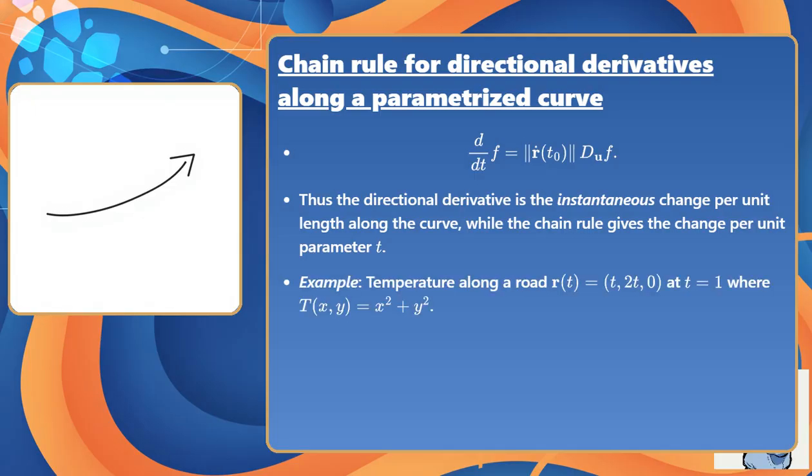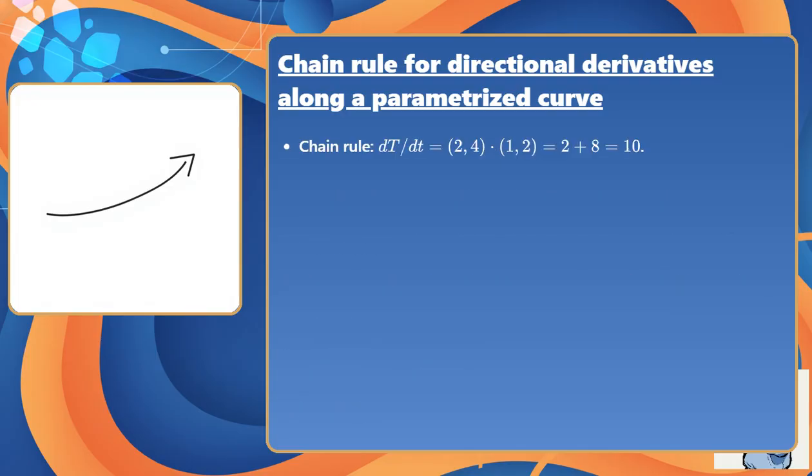Example: temperature along a road R of t equals (t, 2t, 0) at t equals 1, where T of x, y equals x squared plus y squared. Compute nabla T equals (2x, 2y). At t equals 1, r equals (1, 2). Nabla T equals (2, 4). R dot equals (1, 2). Chain rule: dT over dt equals (2, 4) dot (1, 2) equals 2 plus 8 equals 10.